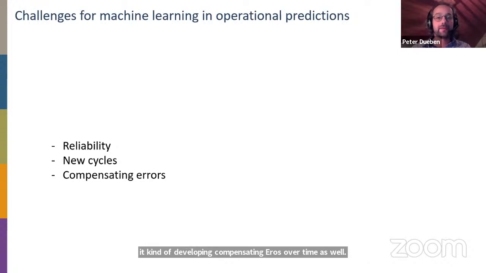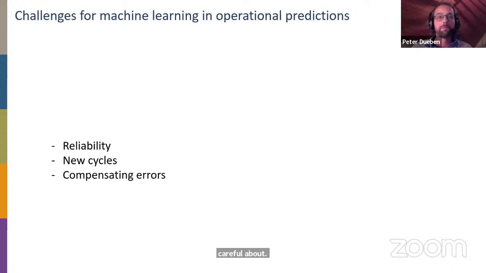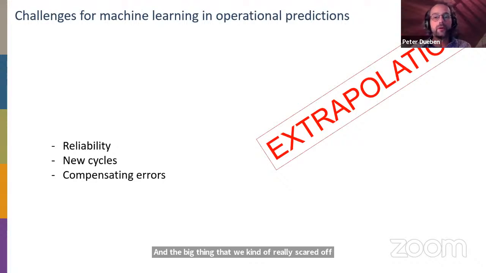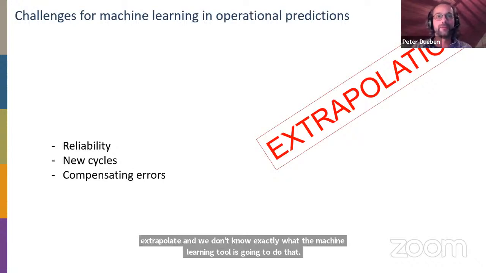And the big thing that we're really scared of is extrapolation. So we all know that learning tools like deep neural networks don't like to extrapolate. And if we use operational predictions, for example, you may at some point run into weather situations that you have never seen before. And then you have to extrapolate, and we don't know exactly what the machine learning tool is going to do then. So that's a big problem for us, and therefore it's worth looking into this.